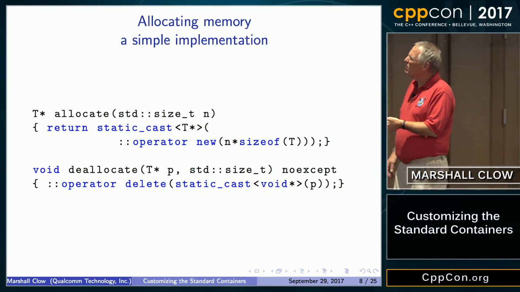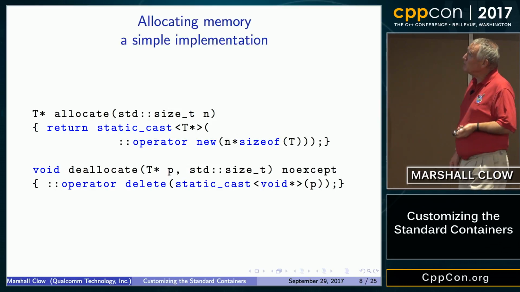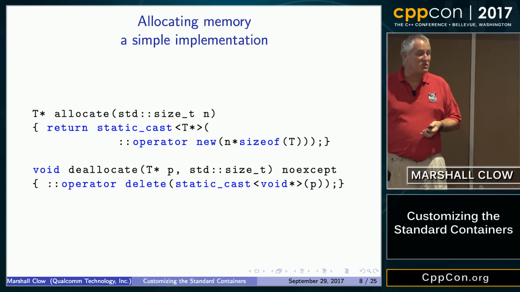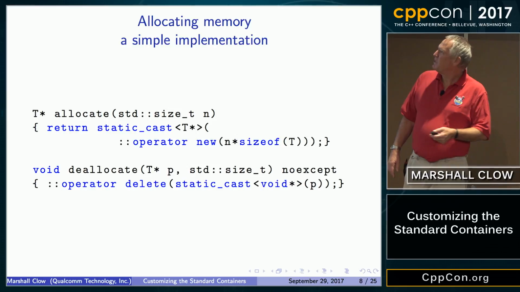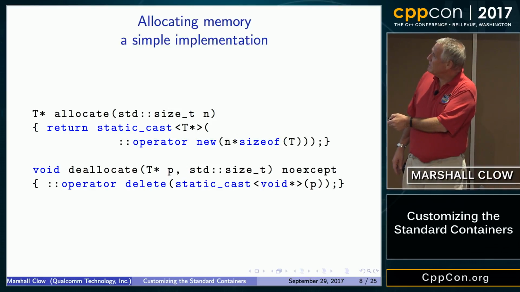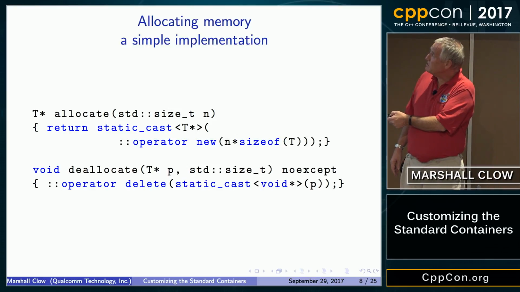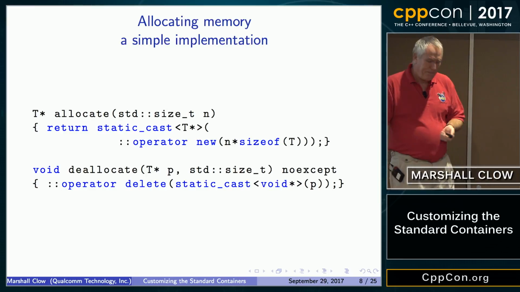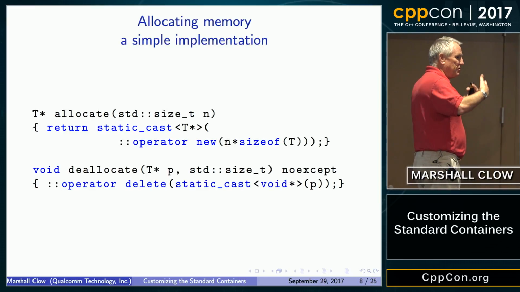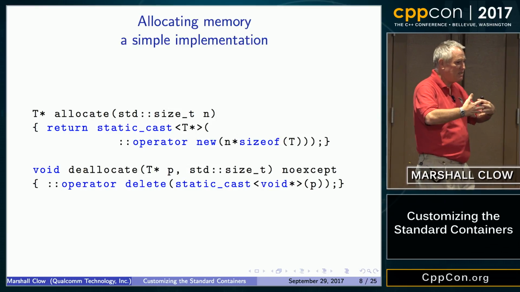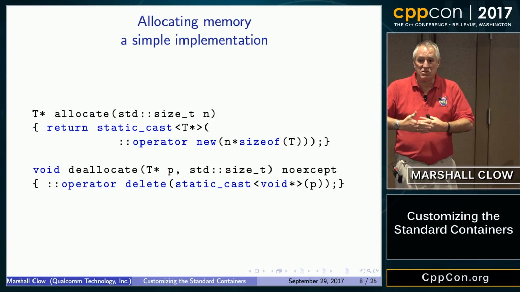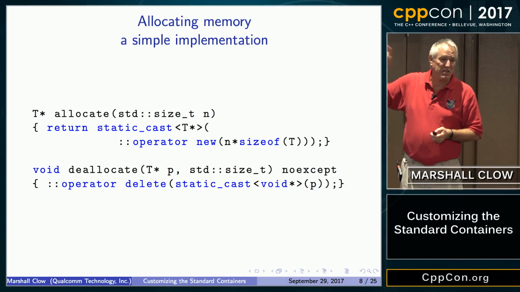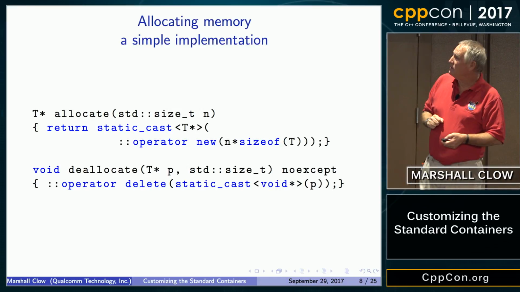What do these things look like? And these, I give you sample implementations, or simple implementations is probably a better way to say it. So allocate takes a size and returns a pointer. And since this is an allocator for objects of type T, it returns enough space for n objects of type T. Okay?